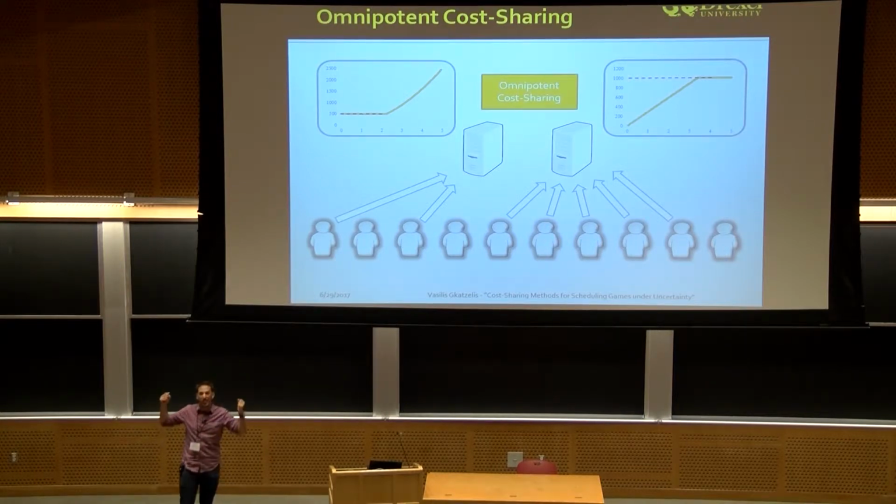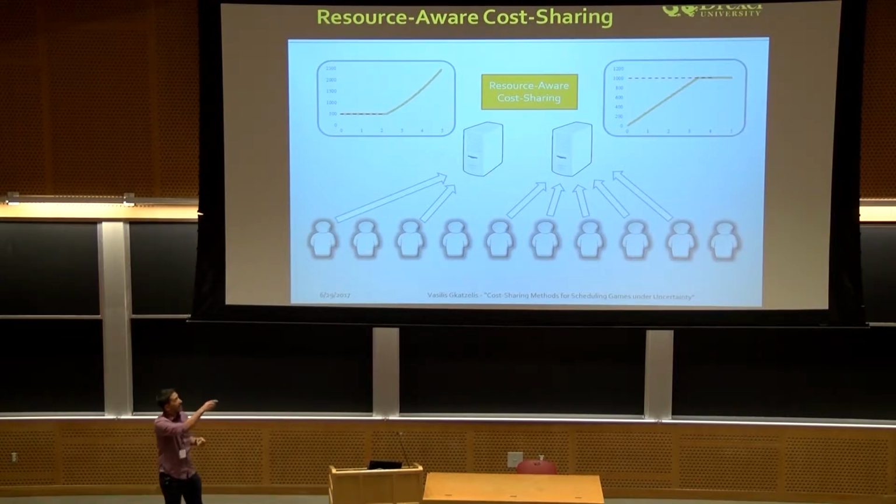Whereas omnipotent knows everything, and you can imagine the difficulty here would be that maintaining this kind of a cost-sharing mechanism means you have all this centralized information. You keep track of everyone who's joining the system at any given day. And by the way, another difficulty would be that it might be very sensitive. Like one person joins, and then the whole thing changes, so it's hard for people to predict what their costs will be. So the main focus of this talk and our paper is on what we define as the resource-aware cost-sharing mechanisms. And this lies between these two extremes, between oblivious and omnipotent.